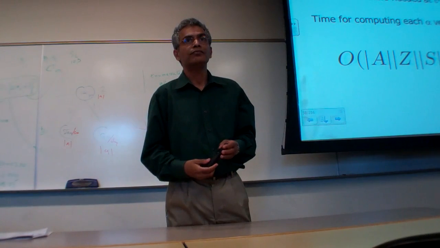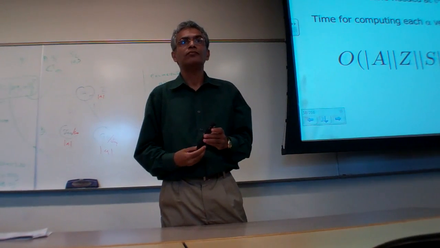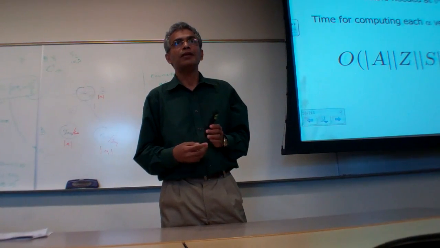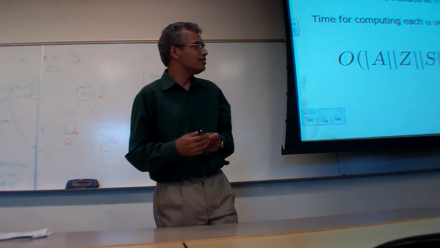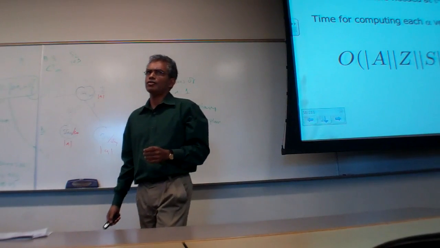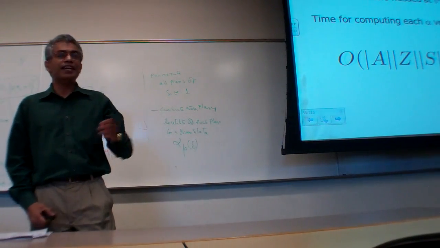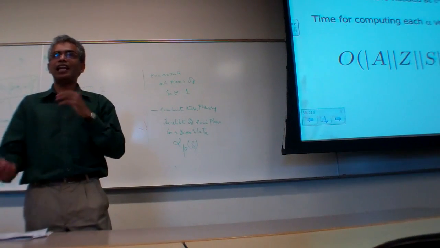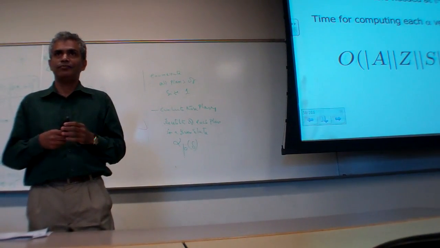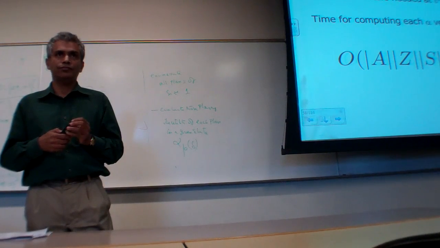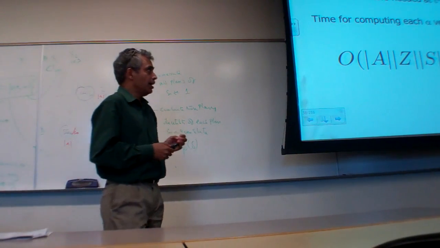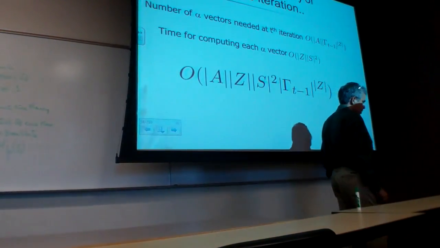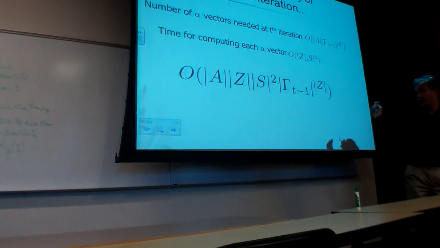Yes? So does noise ever play a big enough factor that you shouldn't get rid of the other states? You mean the dominated ones? Right. There's no noise that we're talking about. I mean, I'm not sure what you mean by noise here. There is noise in the world, but then we have decided that all our probabilities are correct. Okay. So that's basically POMDP, optimal finite horizon POMDP solution.